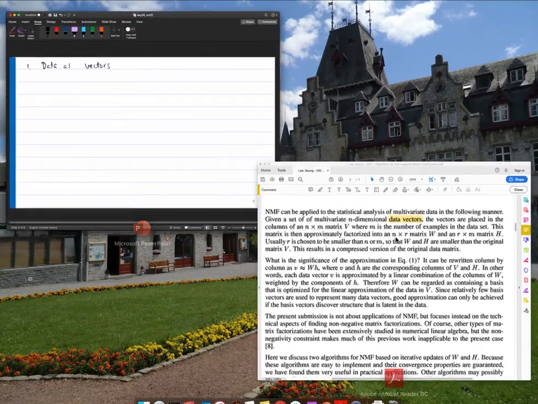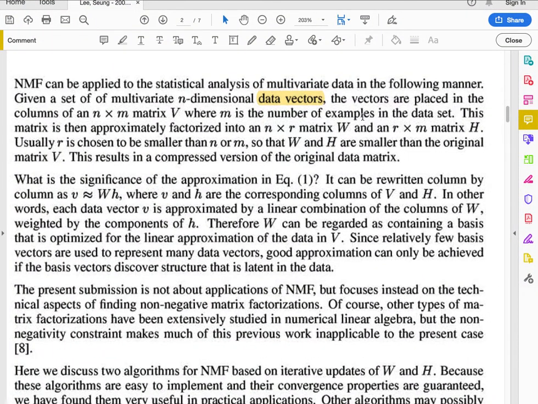Okay, so this is important: the vectors are placed in columns, and this matrix is then approximately factorized into an n cross r matrix W and an r cross m matrix H, right? This is clear, W and H, where the limiting bottleneck is r, so you are extracting only r components. Usually r is chosen to be smaller than n or m, so that W and H are smaller than the original matrix V. This results in a compressed version of the original data matrix. So you are also achieving data compression, right?